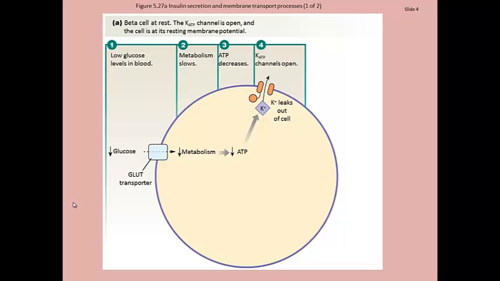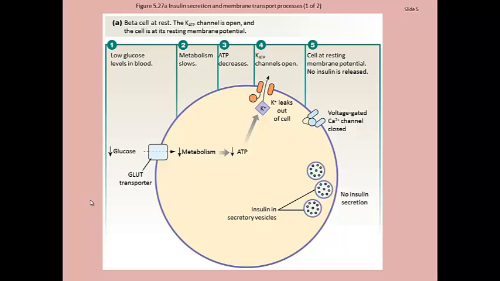With lower metabolism, we have lower ATP. And we have these potassium channels that are open. Potassium is allowed to leak out of the cell. And with that leakage, the cell remains at its resting membrane potential. So we have these voltage-gated calcium channels, which when they're open, allow calcium to move in and signal a message. Now in this case, there is no calcium, there is no message, and we see no insulin secretion.